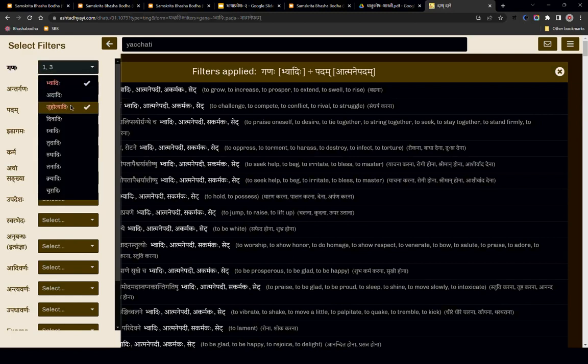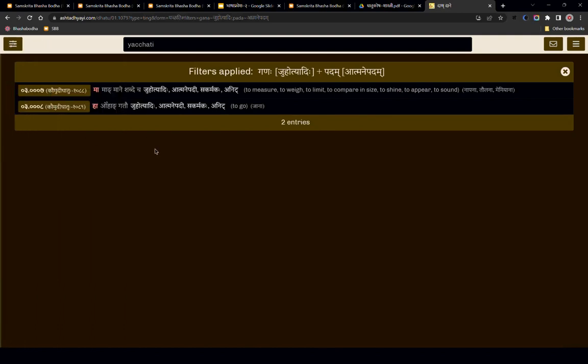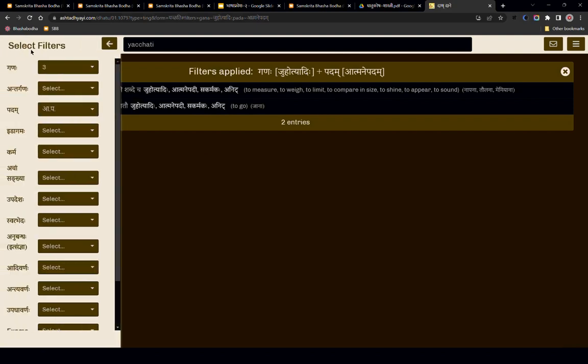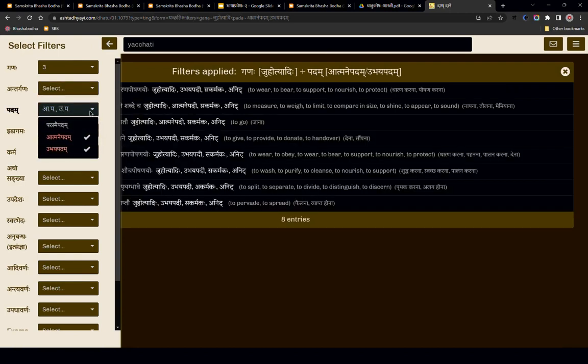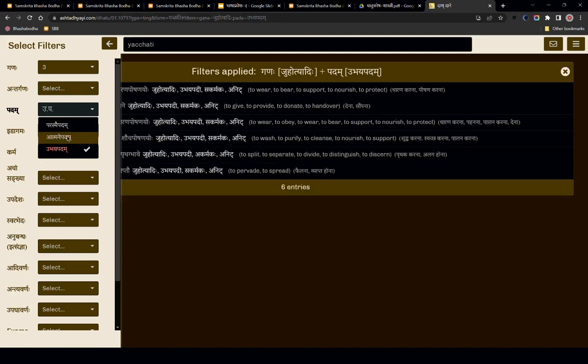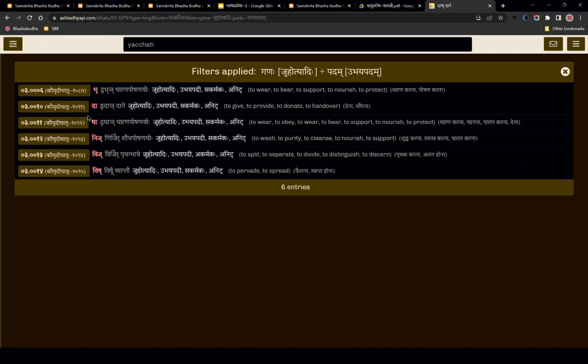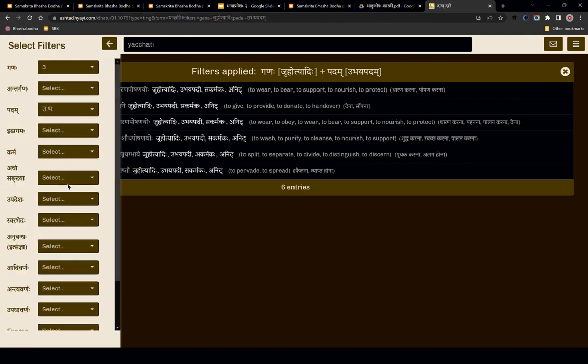Then Vibhaktadi Gana, 1 and 3, 1 we don't want. In this, there are only 2 which are Atmanepadi. Da is Ubhayapadi, that's it. If you like Ubhayapadi, Da is Ubhayapadi, okay. So that filter could be helpful.